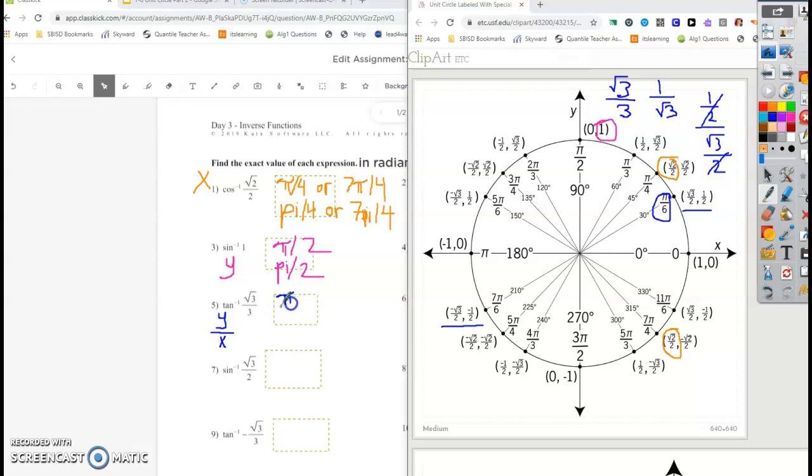So pi divided by 6 or 7 pi divided by 6. Or you can spell it out and put pi divided by 6 or 7 pi divided by 6. If you're still confused, please let me know and I will help.